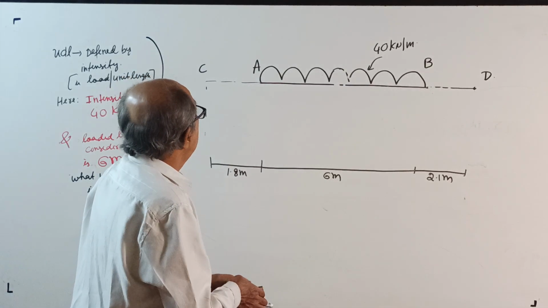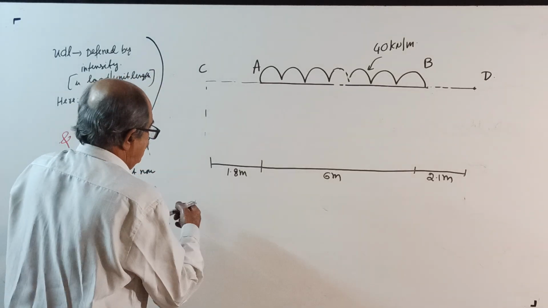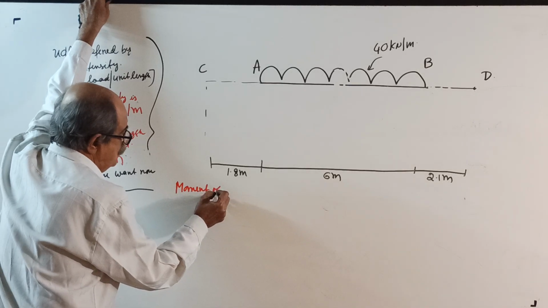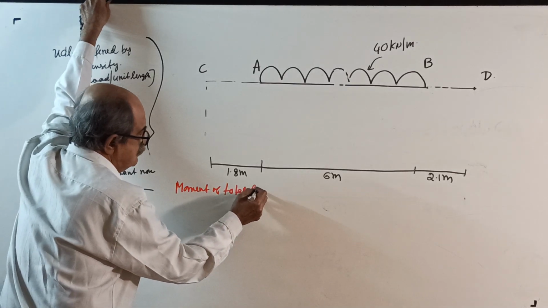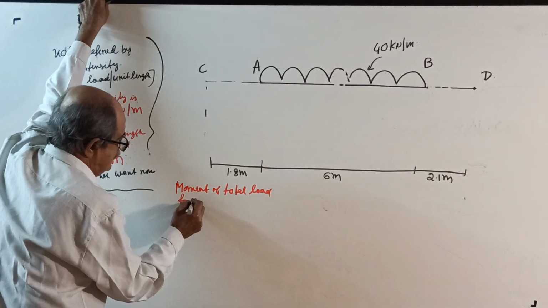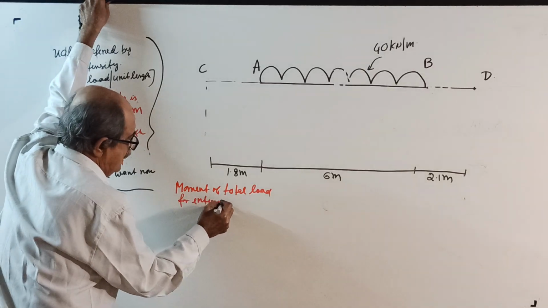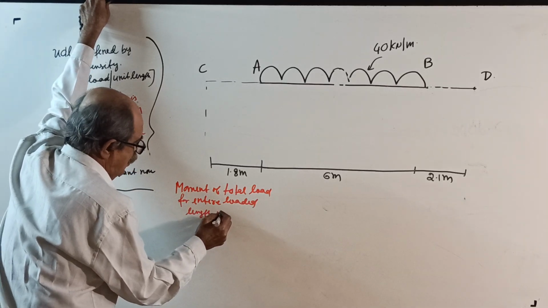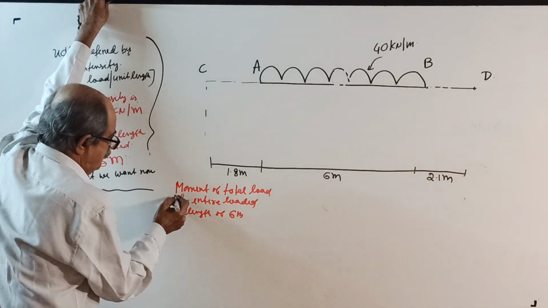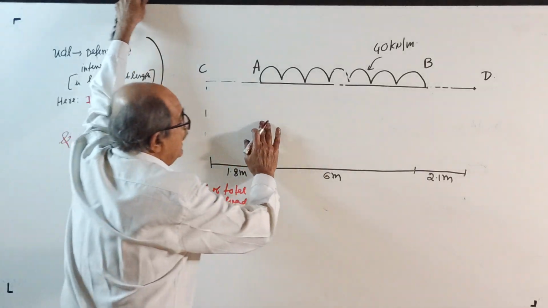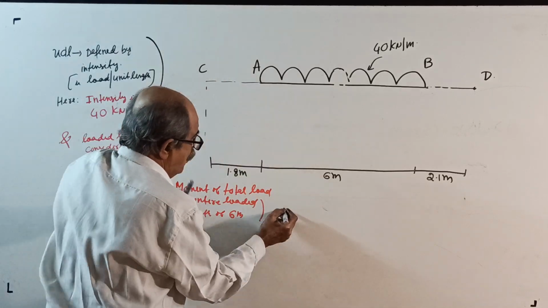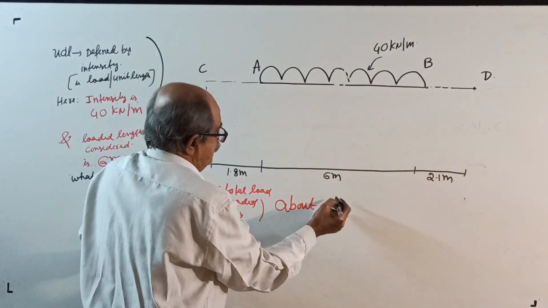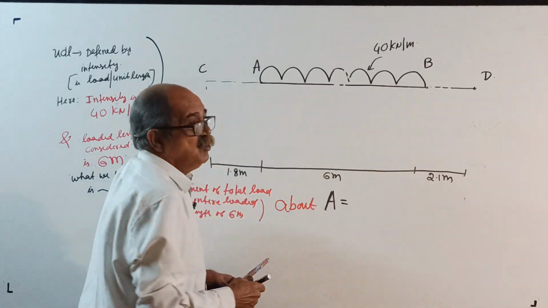Okay. Now start. See now. Moment of total load for entire loaded length of 6 meter. Bracket, you can write for entire 6 meter, about A equal. Now do one thing.